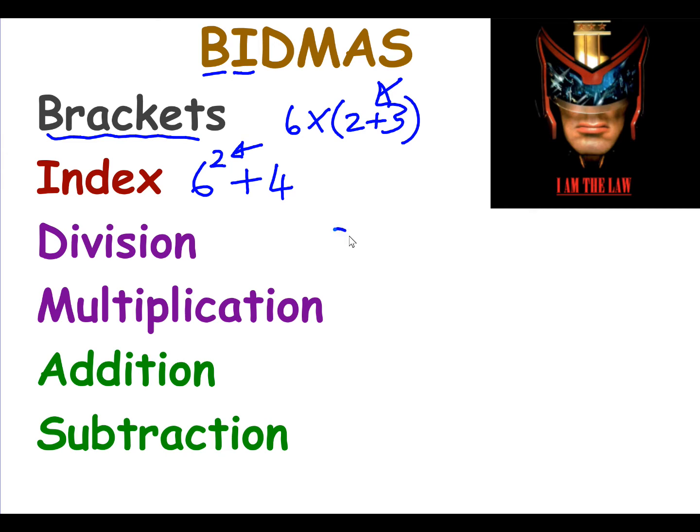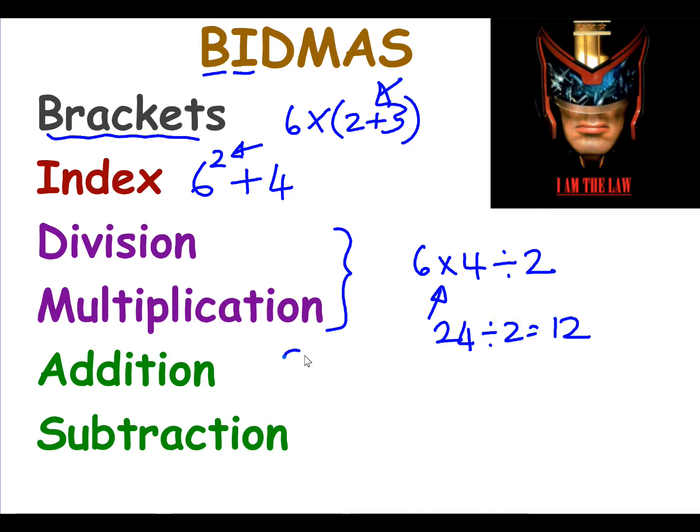Then division and multiplication are the next level down, but they are at the same level. So if you have just multiplication and division left in a calculation, you read it from left to right. If we had 6 times 4 divided by 2, then our rule says these are at the same level, division and multiplication, and that's all we've got left. Therefore, we would do the multiplication first. We do the 24 first and then divide it by 2 to get our 12.